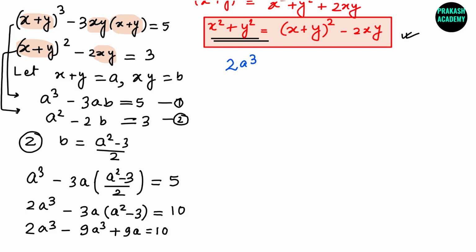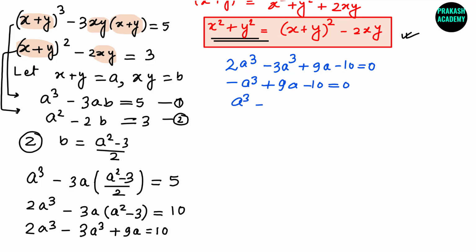Basically I made a mistake. So this is not 9a cube, this will be minus 3a cube. And then I can write this as 2a cube minus 3a cube plus 9a minus 10 is equal to 0. Or I can further simplify. So this becomes minus a cube plus 9a minus 10 is equal to 0. Or I can write a cube minus 9a plus 10 is equal to 0.